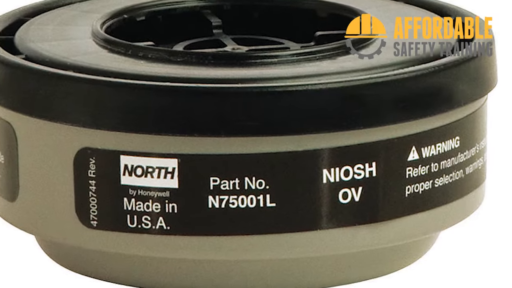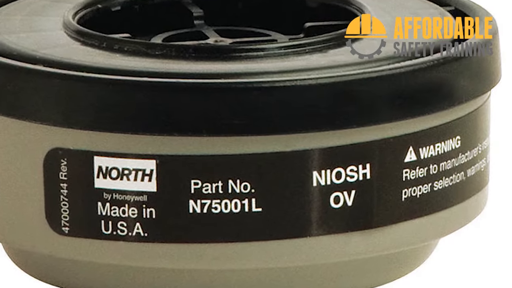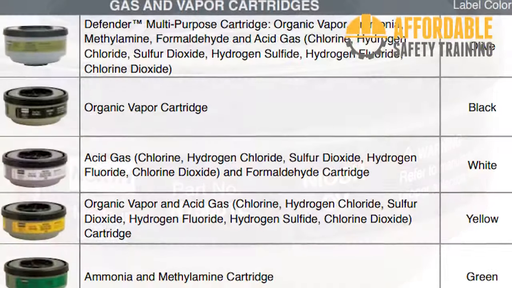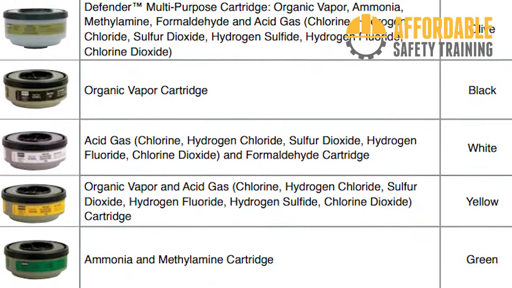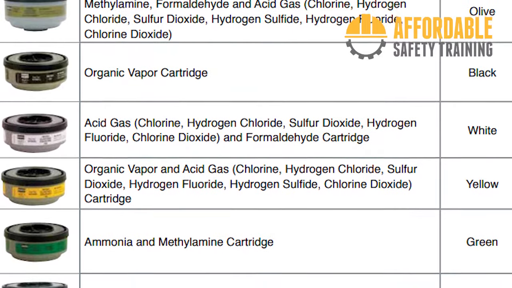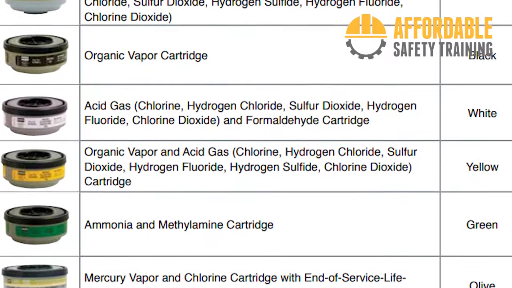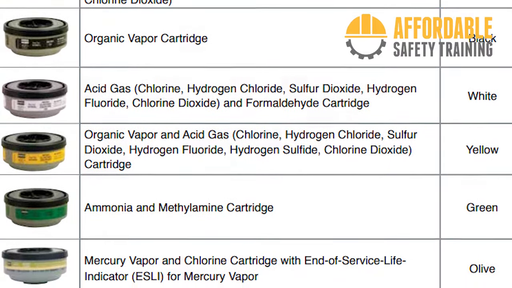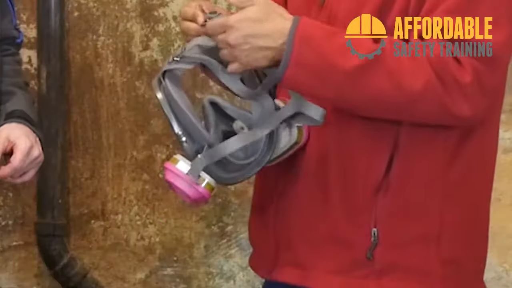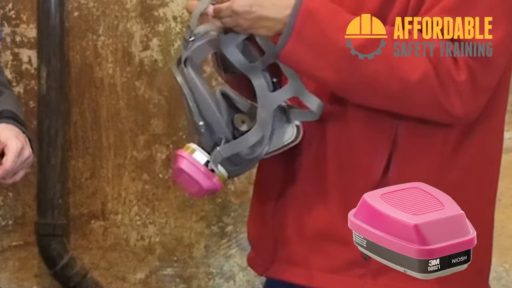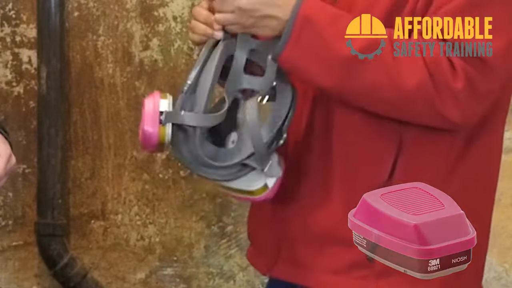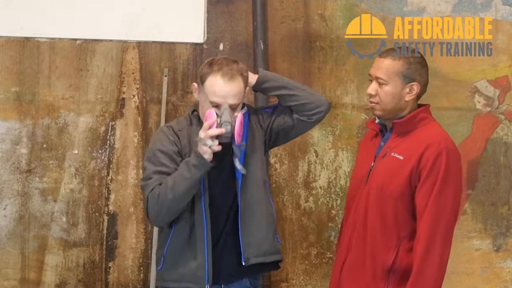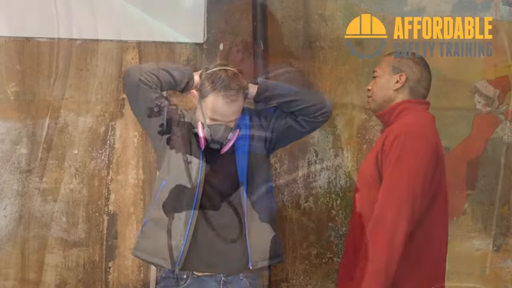Cartridges are color-coded based on the type of contaminants they filter. There are many different types of respirator cartridges. Green is for ammonia, purple is for particulates, white is for acid gas, black is for organic. Cartridges also come in combinations, such as the one for particulates and organic vapor. Be sure to select the cartridge type that matches the atmospheric hazard in the work area.